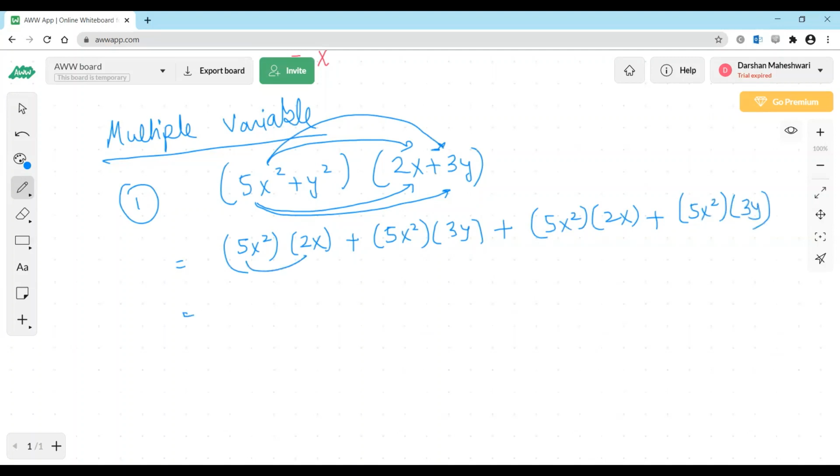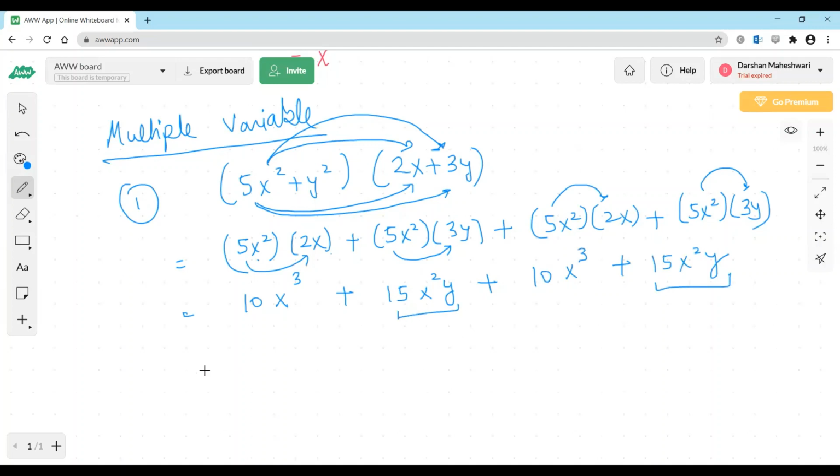So over here, 5 times 2 is 10, and x square times x is x cubed. 5 times 3 is 15, and x square times y remains as it is. We cannot really multiply it any further. 5 times 2 is again 10, and x square times x is x cubed. 5 times 3 is 15, and x square y remains as it is. Now this term and this term are like terms, and these two are also like terms.